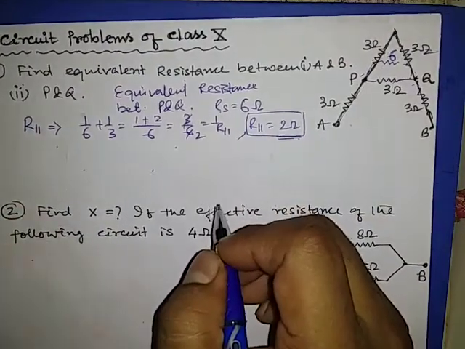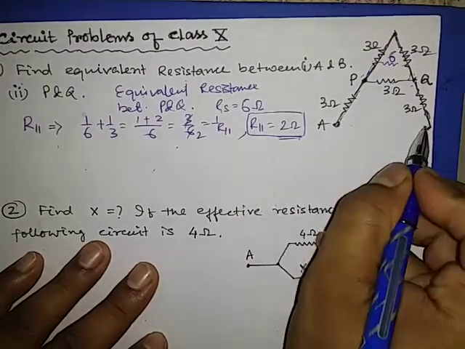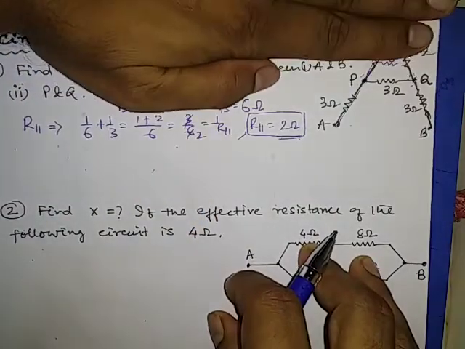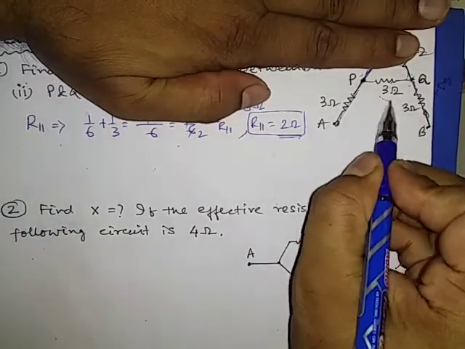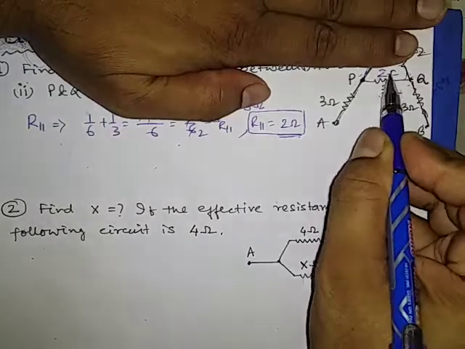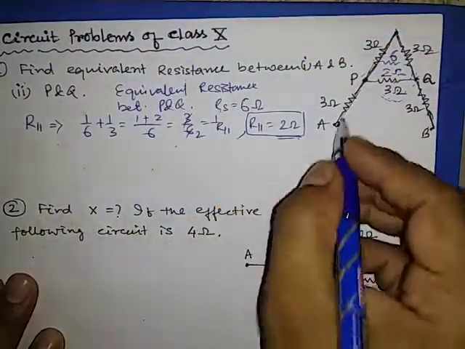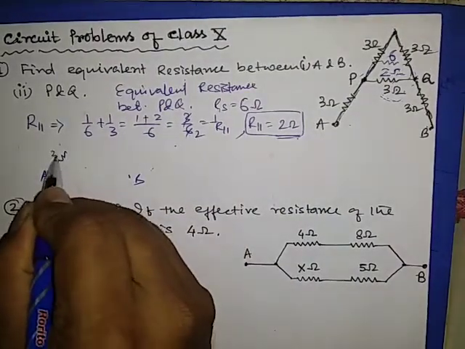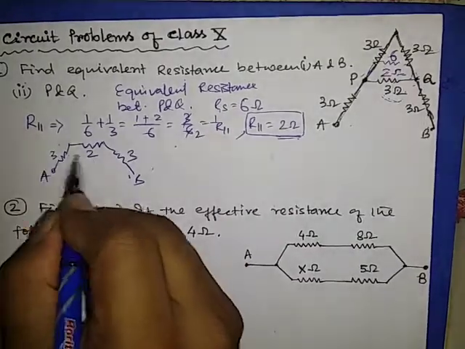Now let's find the equivalent resistance between A and B. For that, you can ignore the upper portion and just put the total resistance here. That means you put 2 ohm here. So 3, 2 and 3 are now in series. This is A, this is B, this is 3 and then 2, then again 3. So 3 plus 2 plus 3.